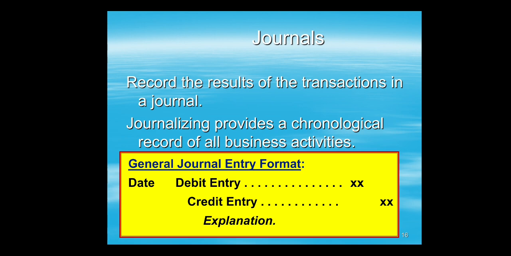The second thing is you have to write the credit entry, or the account that you have credited, and then show the amount related to the account, the XX. You have to remember that when you write the credit entry, you have to write it a bit to the right. So the debit entry is a bit to the left, and the credit entry is a bit to the right. And then the last thing that you have to write is the explanation about the transaction.